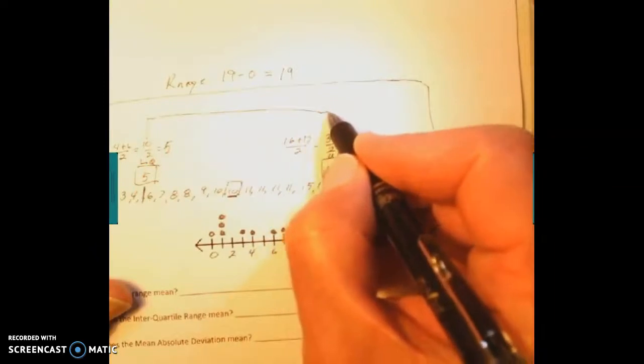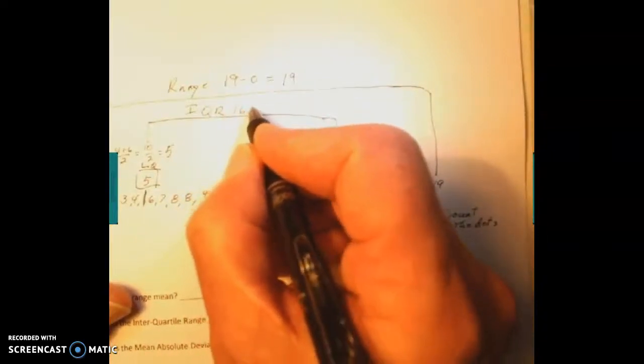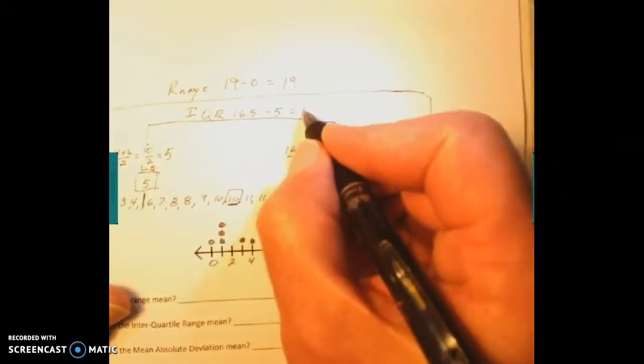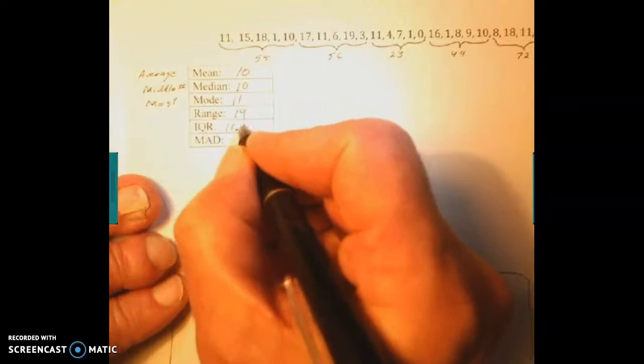But we need that so that we can do the interquartile range. It's the range between the two quartiles. So our IQR is the distance between these two, which is 16.5 minus the 5, the upper quartile minus the lower quartile. It is 11 5/10. That is our interquartile range.